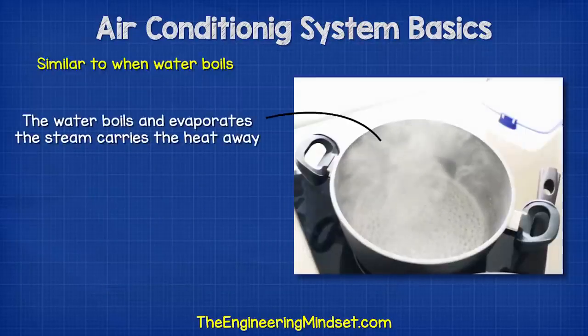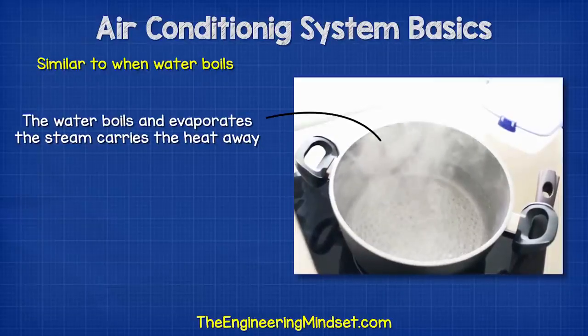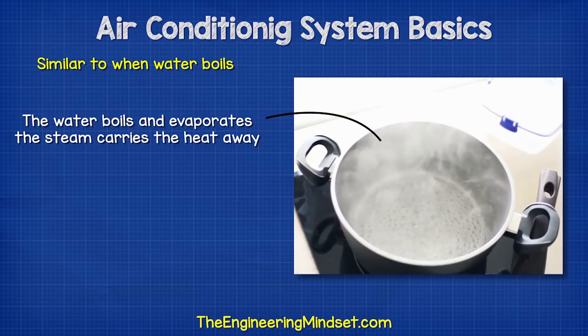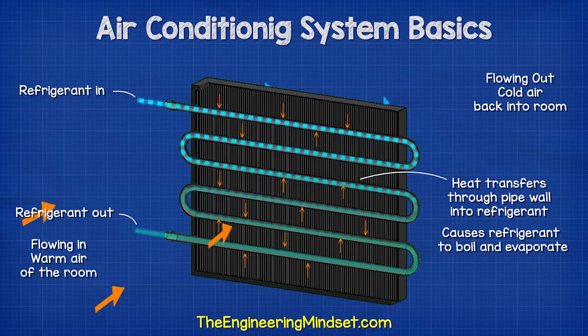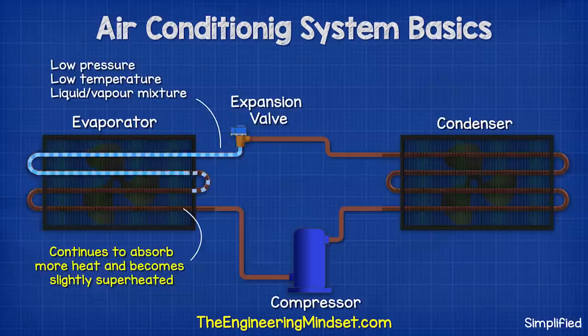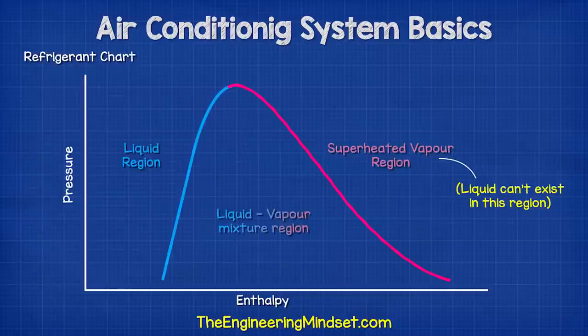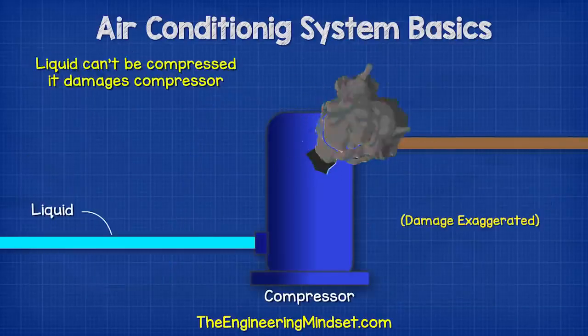It's similar to when we boil water. The water heats up, it evaporates and turns into steam, and carries this heat away. So, the air on the outside is entering hot and it's leaving cold. The refrigerant continues to travel through the evaporator, picking up more heat, which boils it further until it becomes slightly superheated. This basically means it's now completely gas and doesn't contain any droplets of liquid refrigerant. Liquid damages the compressor, so we want to ensure it can't reach the compressor.